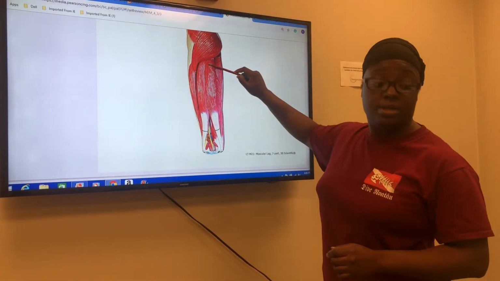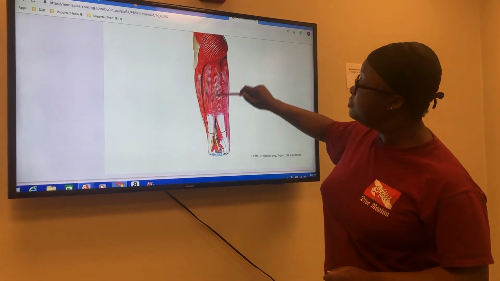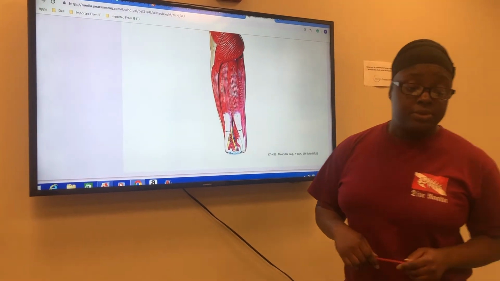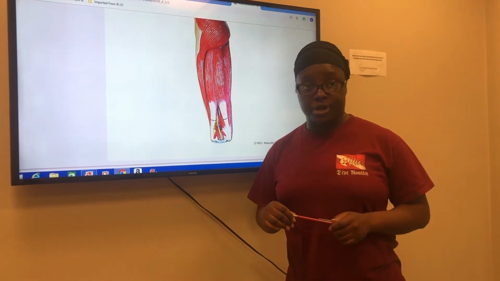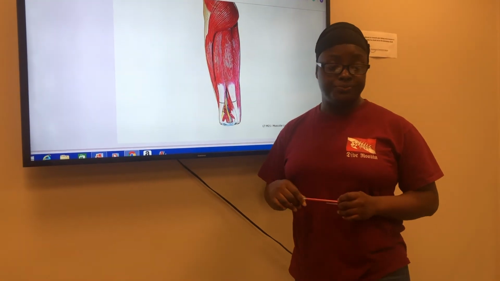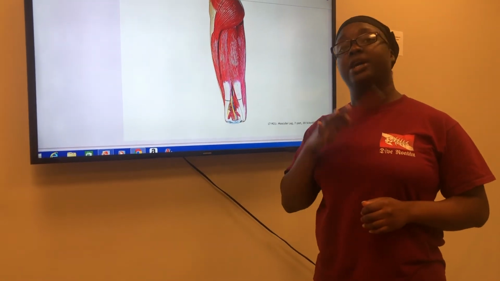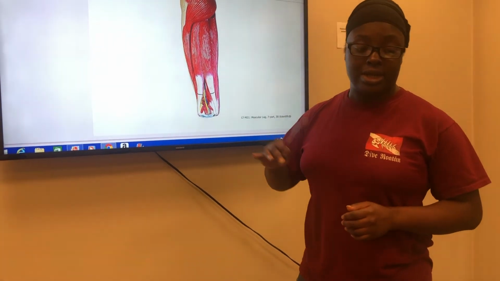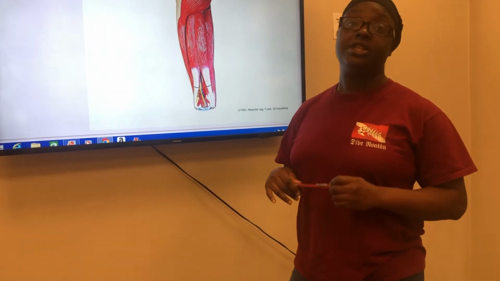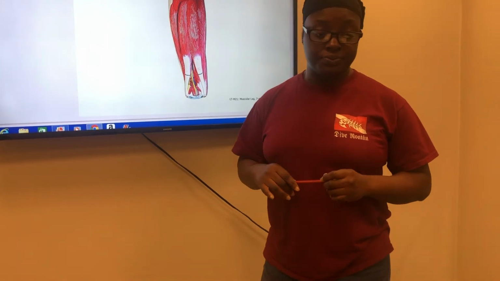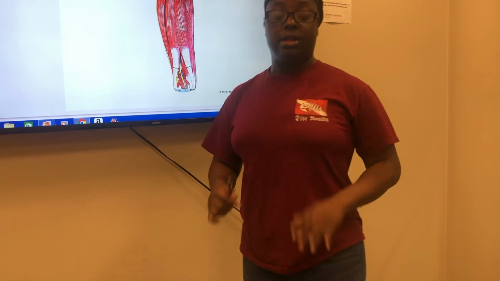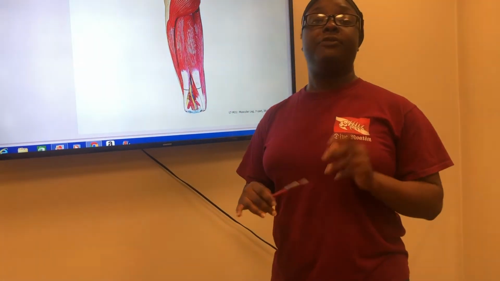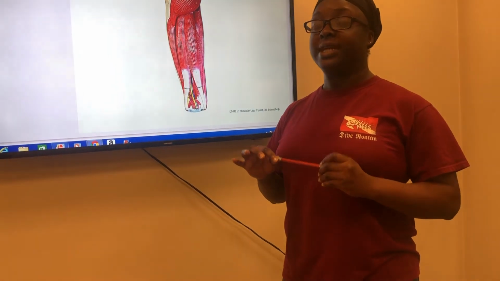This is the biceps femoris. The origin is in the ischial tuberosity. The insertion is in the common tendon into the head of the fibula and the lateral condyle of the tibia. The action, it extends the thigh and flexes the knee. It laterally rotates the leg when the knee is flexed. And the nerve is the sciatic nerve.